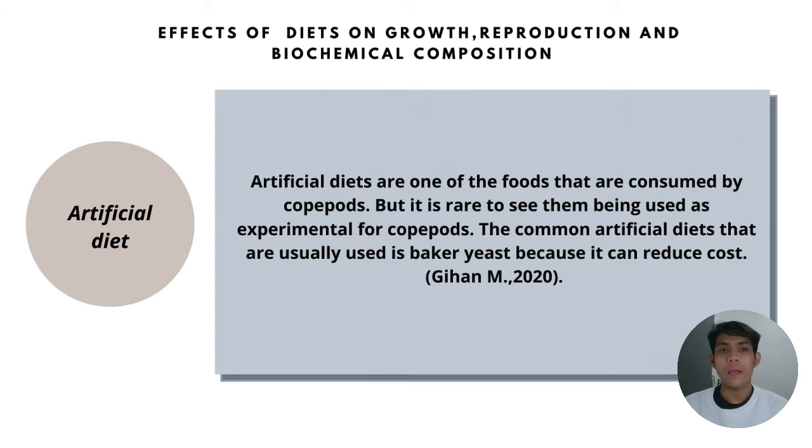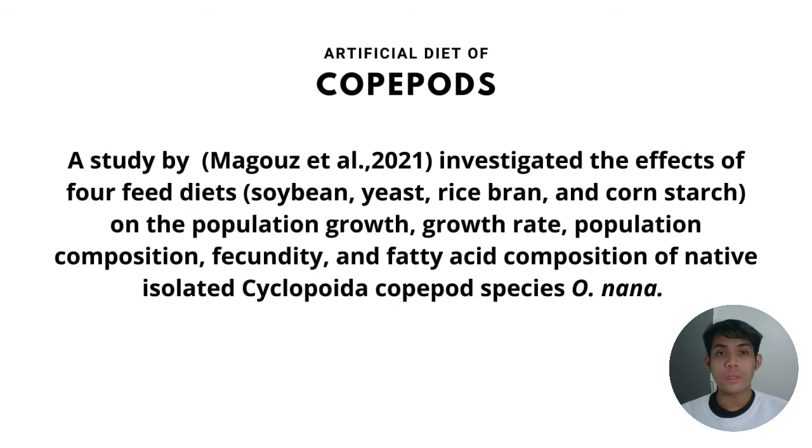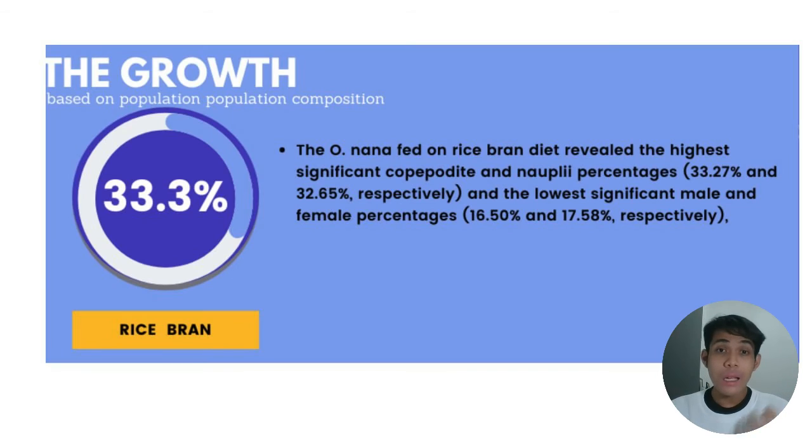Okay, next we will move on to the artificial diet. The reason why artificial diet was introduced to the copepod diet is because it can reduce the cost. So, what is the benefit of artificial diet? A study by Magos in 2021 investigated the effect of four feed diets, which are soybean, yeast, rice grain, and cornstarch.